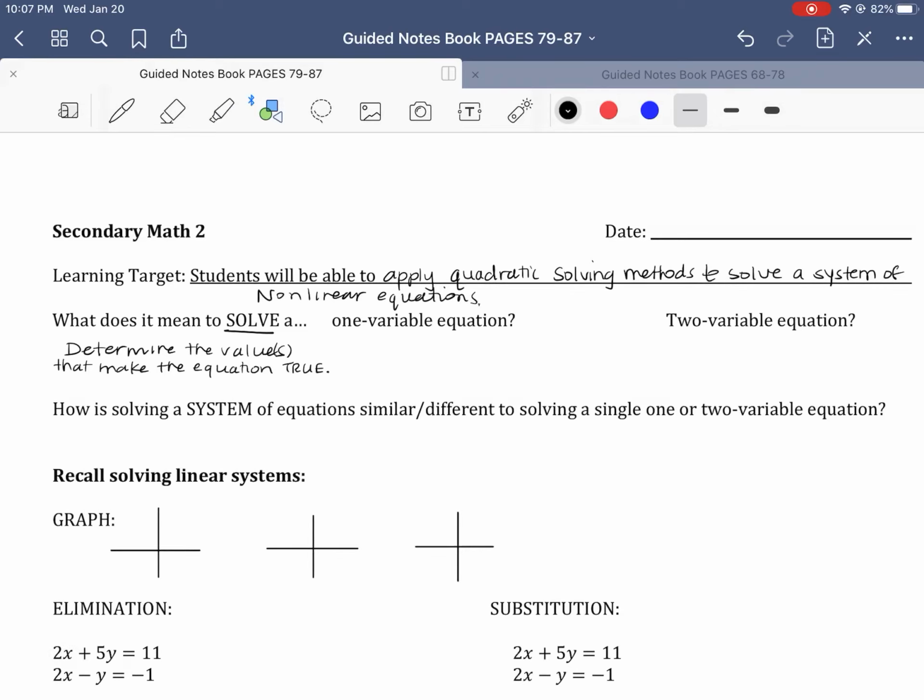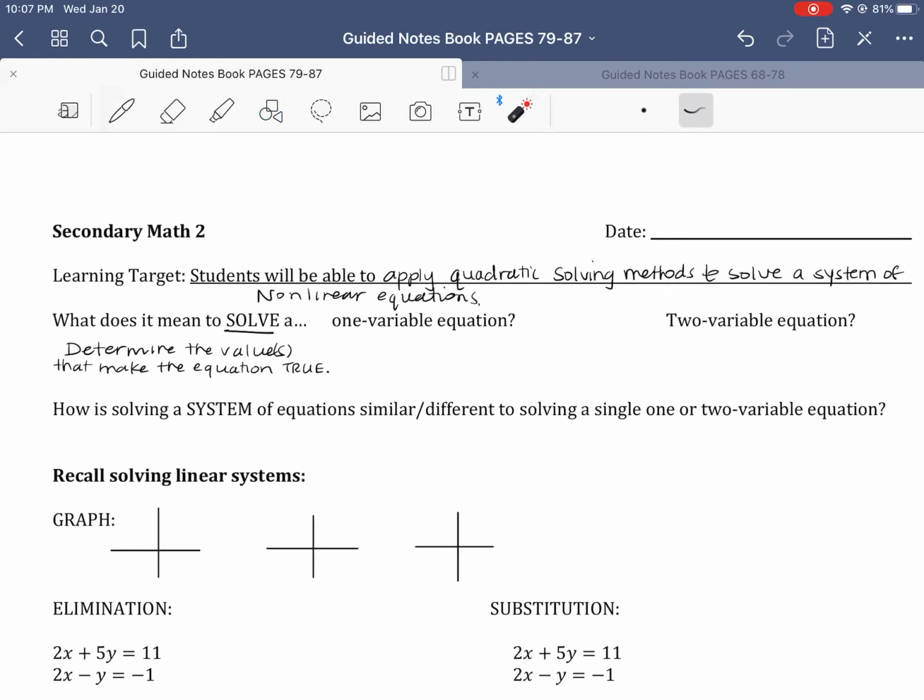Okay, in this lesson, we're going to talk about applying quadratic methods to help us solve nonlinear systems. You guys haven't done systems of equations for a little while, so I'm going to refresh you on linear systems and we'll apply those to nonlinear. But first of all, let's talk a little bit about what it means to solve an equation, so we understand what our solutions should look like.